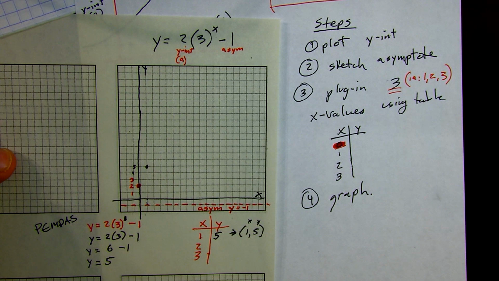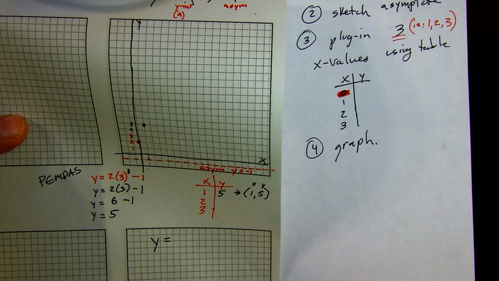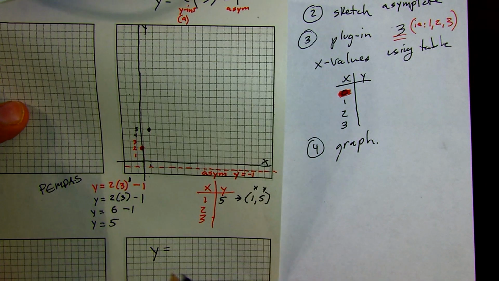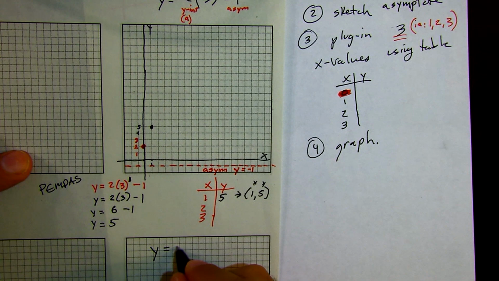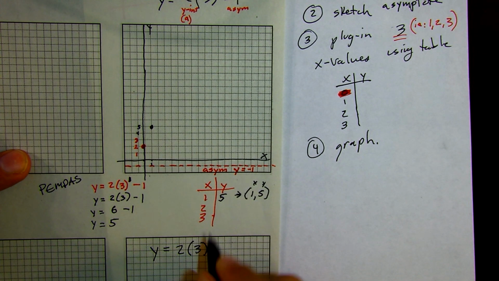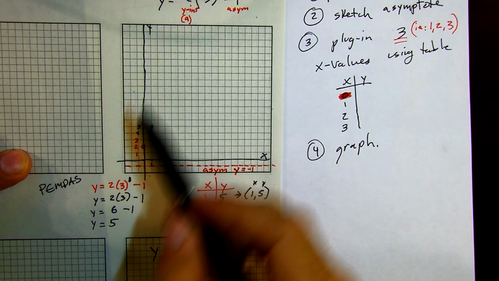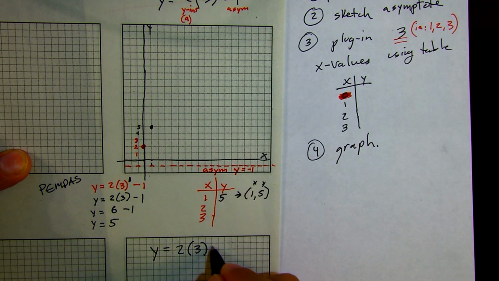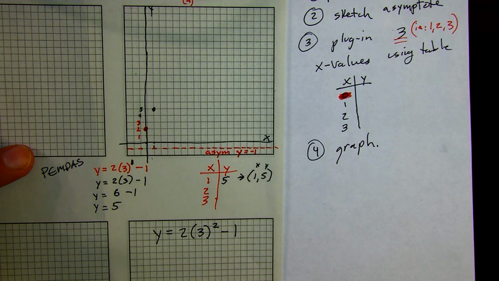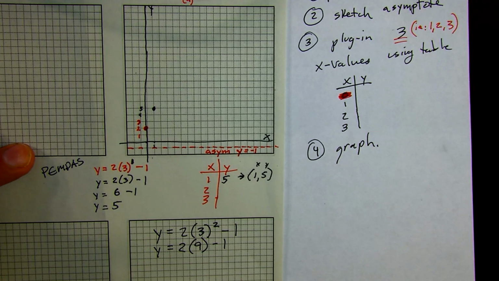Okay. Now we have a 2 here. Let's plug in 2. I'm just going to use this space. Y is equal to 2 times 3. Remember, x is the exponent, so I'm going to plug in 2 right there, minus 1. Same steps. Apply the exponent: 3 squared is 9, minus 1.